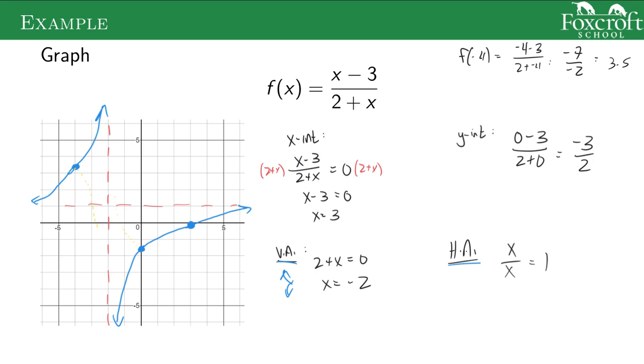All right, rationals are kind of a weird one because there's a lot to find, and also even after you find everything, you might still have to plug in some values to get your final graph. All right, make sure you get all the pieces of your graph and put them together.